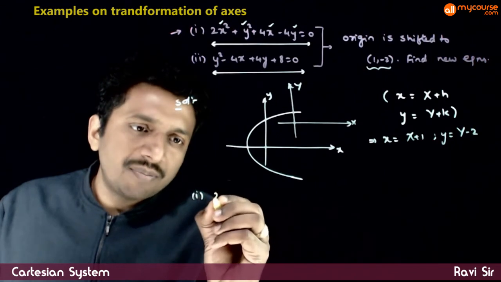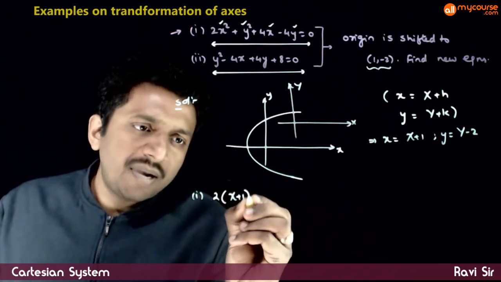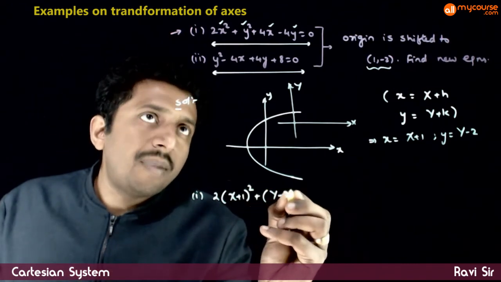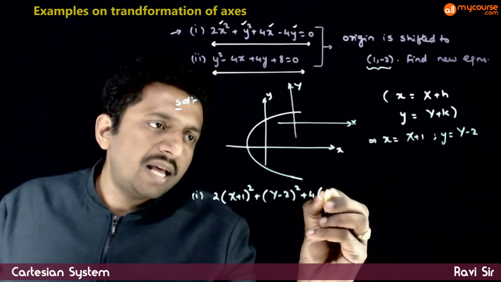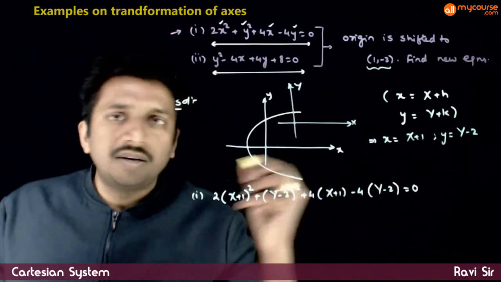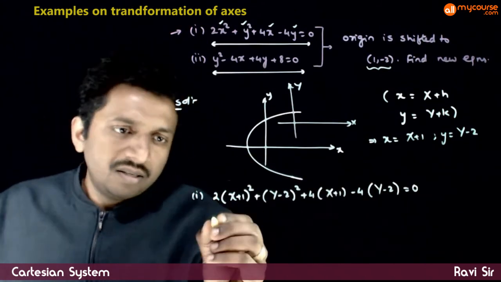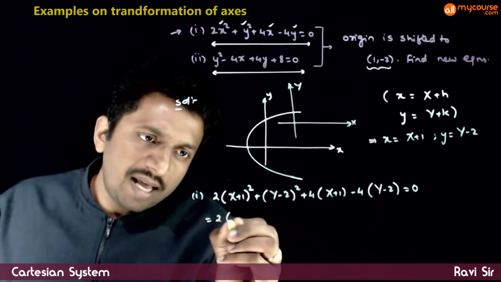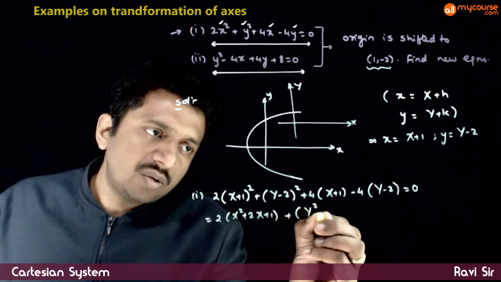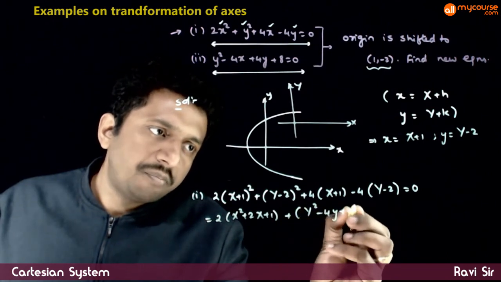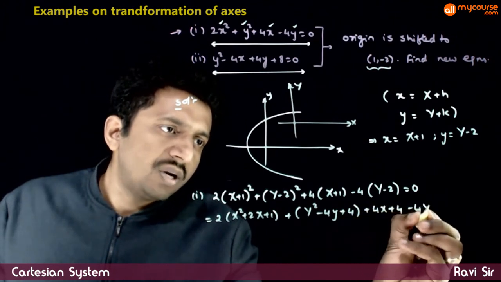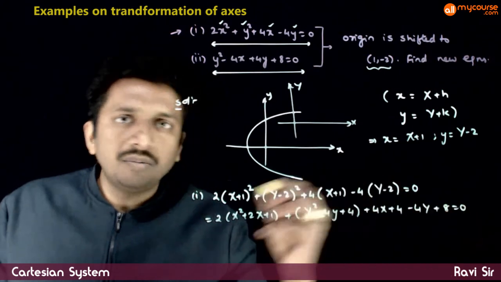So the new equation is something like 2 times capital X plus 1 whole square plus capital Y minus 2 whole square plus 4 times capital X plus 1 minus 4 times capital Y minus 2 is equal to 0. So you can simplify this. So 2 times X square plus 2X plus 1 plus Y square minus 4Y plus 4 plus 4 capital X plus 4 minus 4 capital Y plus 8 is equal to 0.